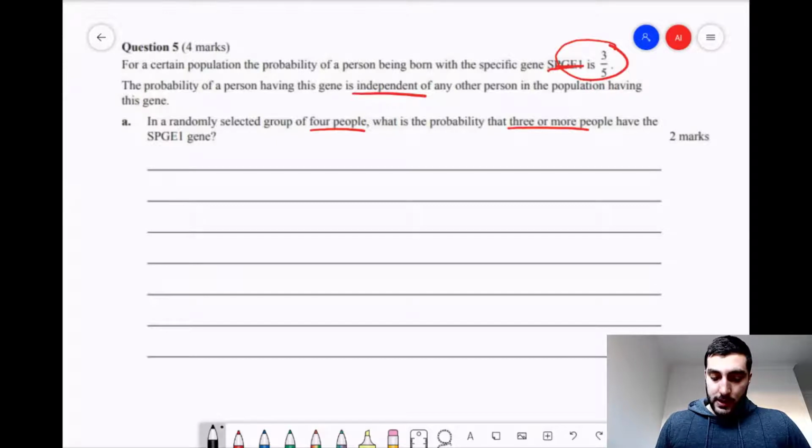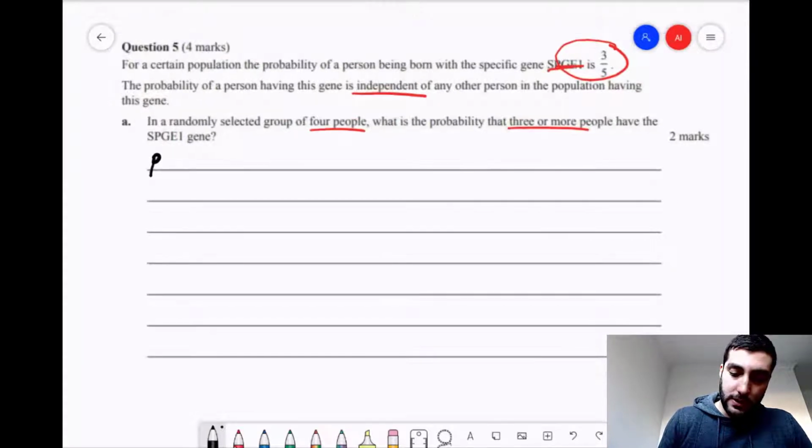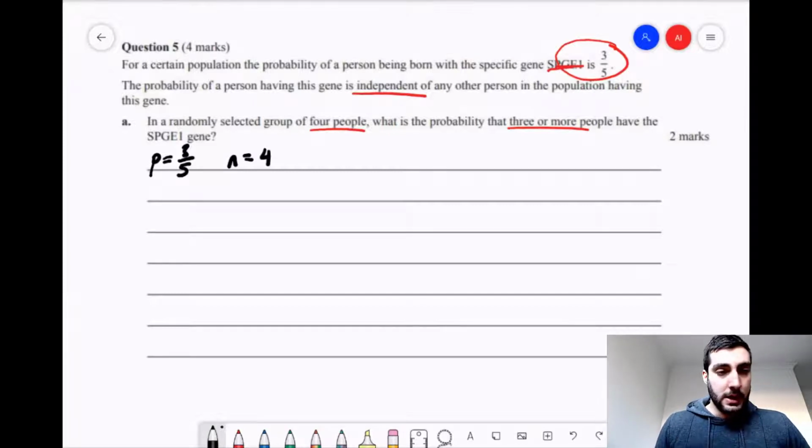So hopefully you can recognize straight away that this is going to be a binomial distribution with the probability of that occurring being 3 on 5. And we know that the selected group is 4 people, right? So n will be 4 as well. Great, that's a pretty good start.